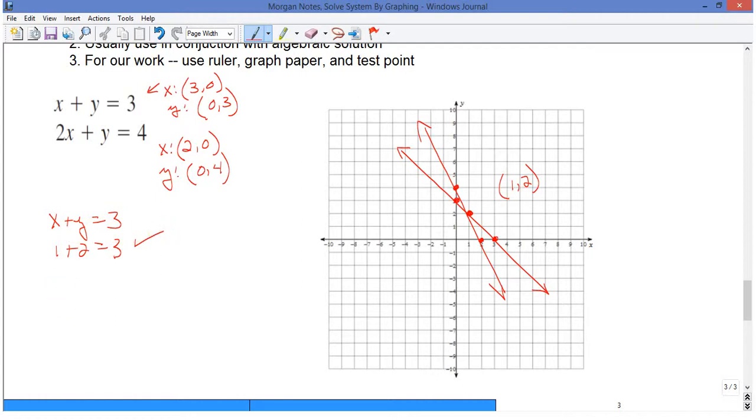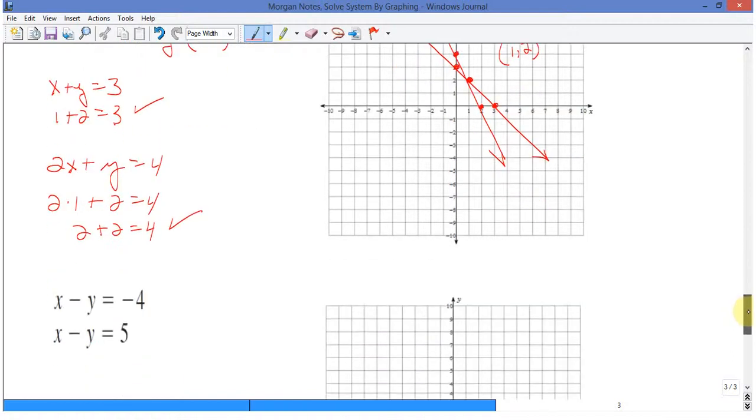Let's try the next equation, 2x plus 3y equals 4. Oops, not 3y. 2x plus y equals 4. Let's plug the point 1, 2 in there. 2 times 1 plus 2 equals 4. 2 plus 2 equals 4. Yeah, check. So graphically my point would be 1, 2 as the intersection point.